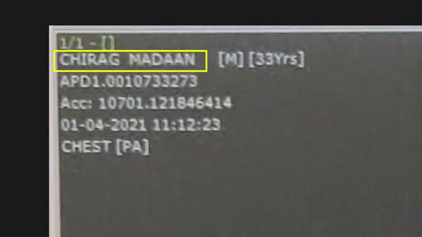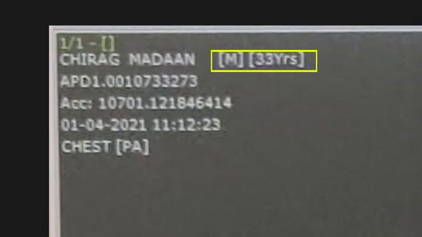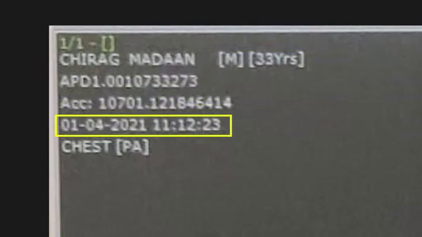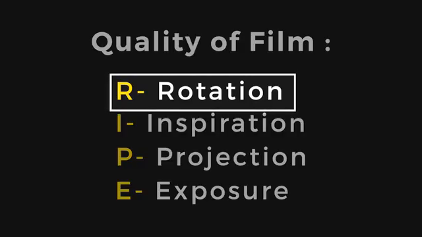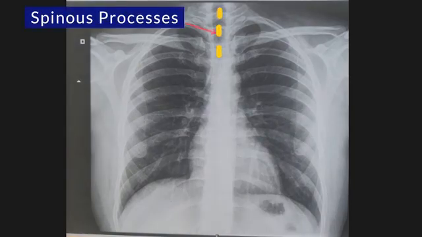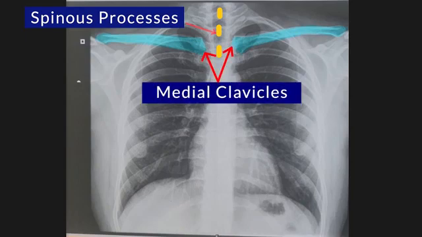So check the name, the age of the patient, the unique ID number, and the date on which it is taken. Next is to assess the quality of the image. It can be remembered by a mnemonic, RIPE, where R stands for rotation, to see whether the film is rotated or not. The spinous processes should lie halfway between the medial ends of the clavicles. That means in between the medial ends of the clavicles.